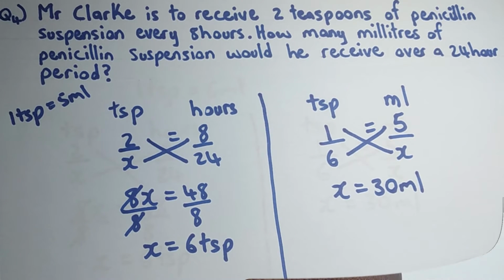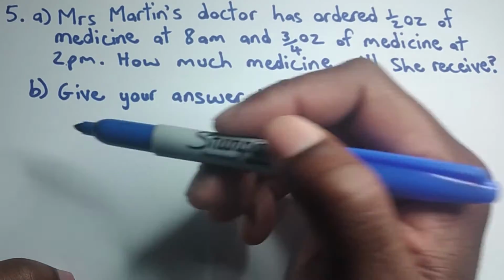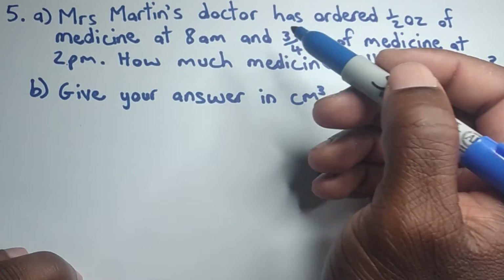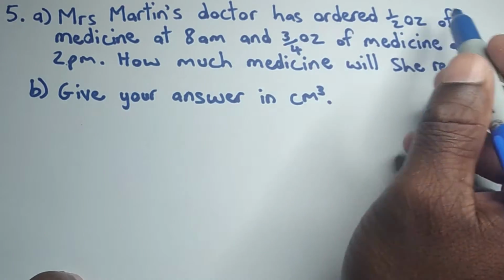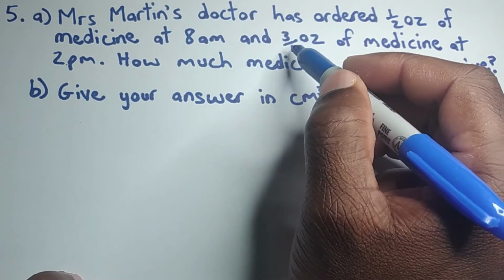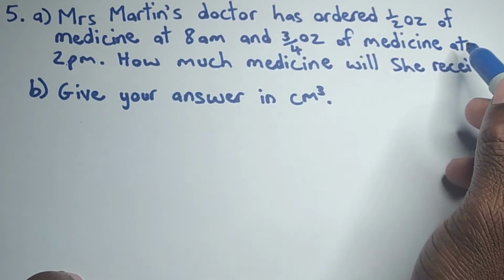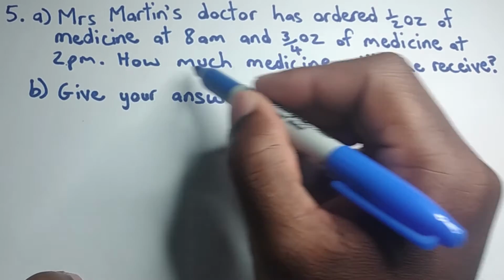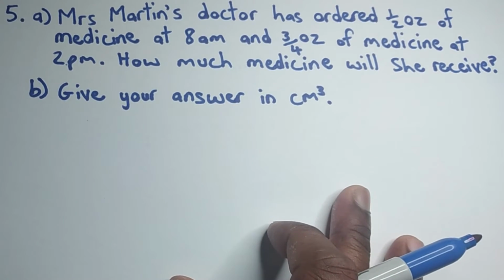Now let's look at question 5. All right, so let's look at number 5. And here we have part A and part B. So let's look at part A first. Mrs. Martin's doctor has ordered ½ ounce of medicine at 8 a.m. and 3/4 ounce of medicine at 2 p.m. How much medicine will she receive? All right. So I want to know how much medicine would she receive.